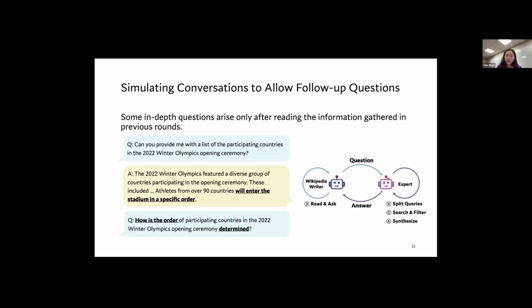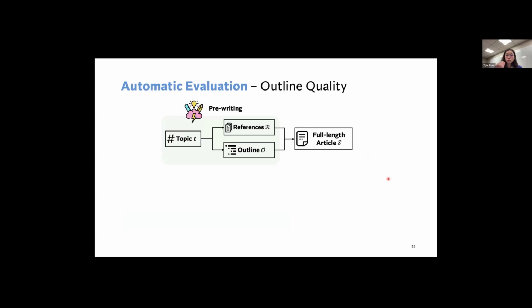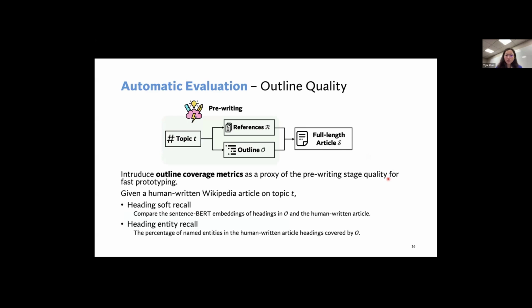Once we gather all the information, we prompt the model to come up with an outline. And finally, based on the outline, we write the sections one by one. After we did this work, we were curious to know whether we are really doing a good job. So we do two types of evaluation. The first part is we focus on the outline quality, since we decouple the problem into the actual writing part and the pre-writing part.